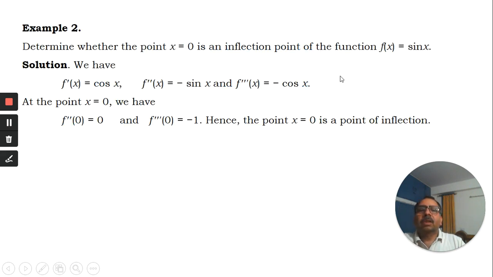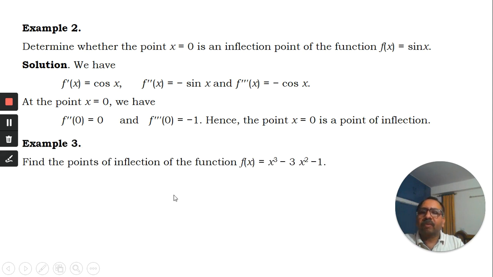Example 2: we have f of x is sine x. We have its first derivative, second derivative, third derivative. On substituting the second derivative equal to 0, we see that x equal to 0, and the triple derivative is not 0, so therefore 0 is a point of inflection.